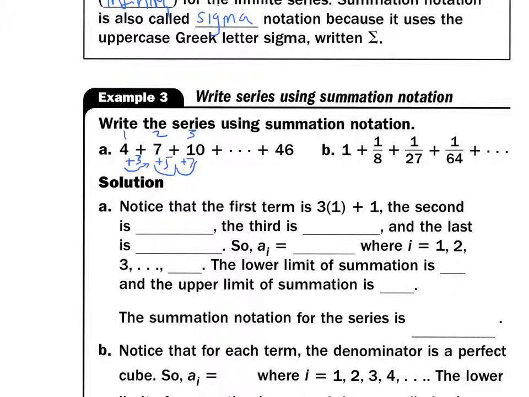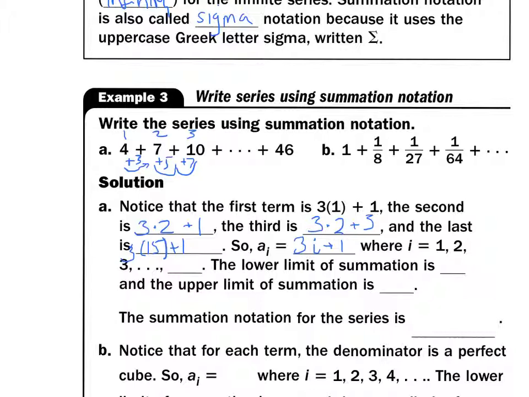Okay, so the first term is 3 times 1 plus 1. The second term is 3 times 2 plus 1. The third term is 3 times 3 plus 1. And the last term is 3 times 15 plus 1. So a sub i, what are we doing to that i every time? We're multiplying it by 3, and then we're adding 1.